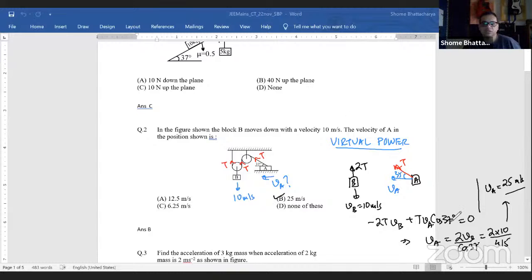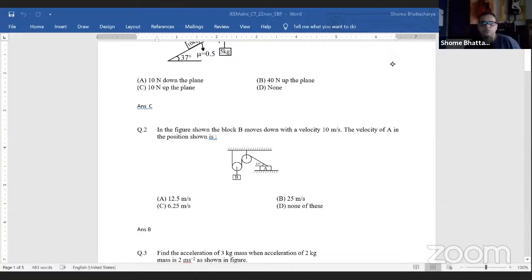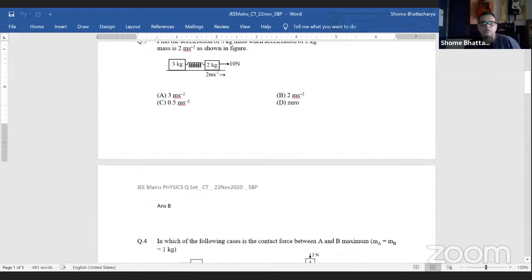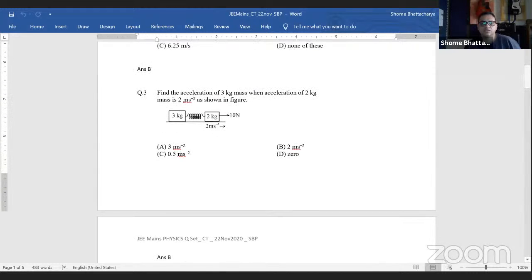Okay, so Shikhar, this is clear, I hope. Okay, let's move on to the next couple of questions. Third question, anyone has a doubt?